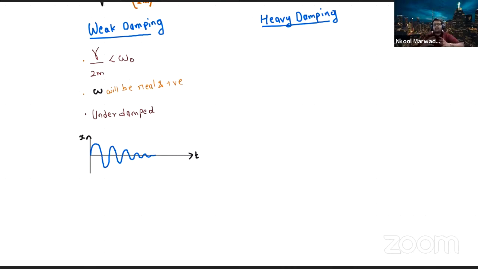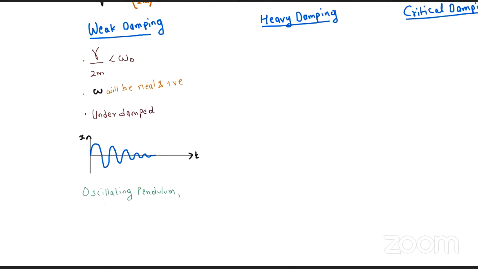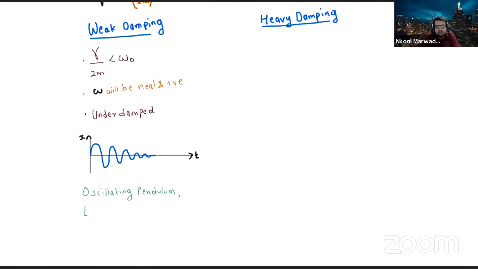So the idea is that if our angular frequency is close to the natural frequency, then we will exhibit weak damping. And all the major examples we see around us, like an oscillating pendulum, are examples of weak damping. Okay, and we have the LCR circuit, inductance, capacitance, resistance circuit. So here we have electrical oscillations. So these are examples of weak damping systems. Now we will look at the heavy damping.